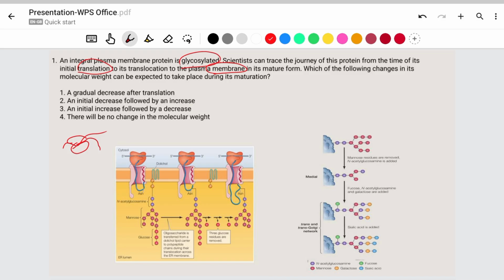To its translocation to the plasma membrane. So thereafter it will enter the ER membrane, and thereafter it will go to the Golgi apparatus, and thereafter it will be packed and reach its location, that is the plasma membrane, in its mature form. Which of the following changes in its molecular weight can be expected to take place during the maturation?